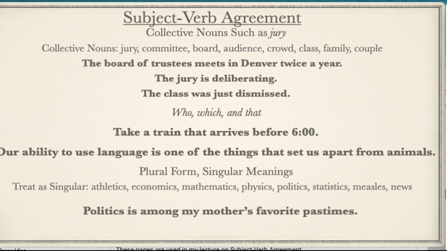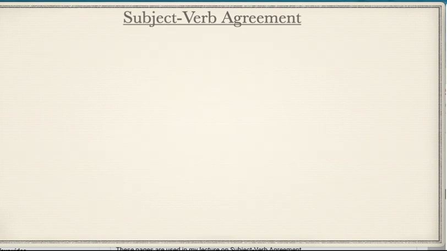So it's pretty simple to remember this, right? We could put together sentences using each of these. Athletics is my favorite part of school. Economics was difficult for me. We'll leave it at that.